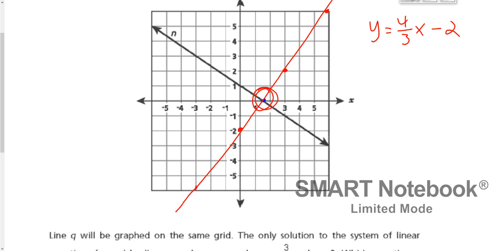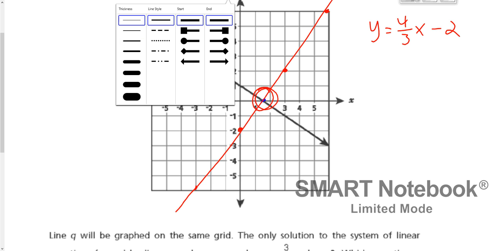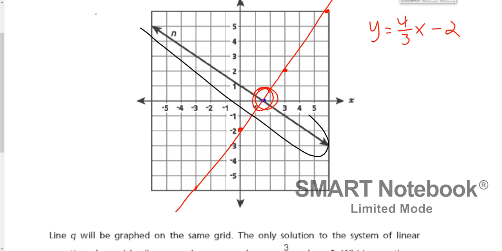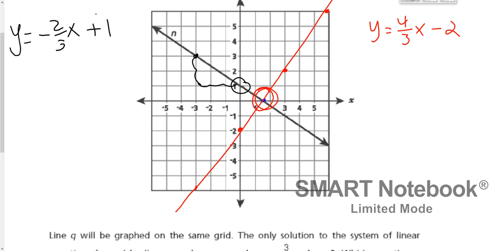So let me show you another way you could do it. You could write down the equation of line n. So here's line n. You need a slope and a y-intercept. Well, you can see that the slope is down 2 over 3. So negative 2 over 3x. And it goes through 1, so plus 1. And now you can just use that to solve each one of those choices algebraically and see which one's right.